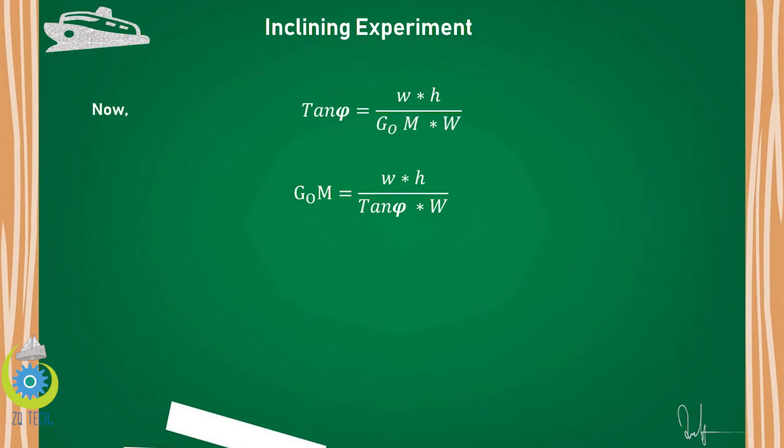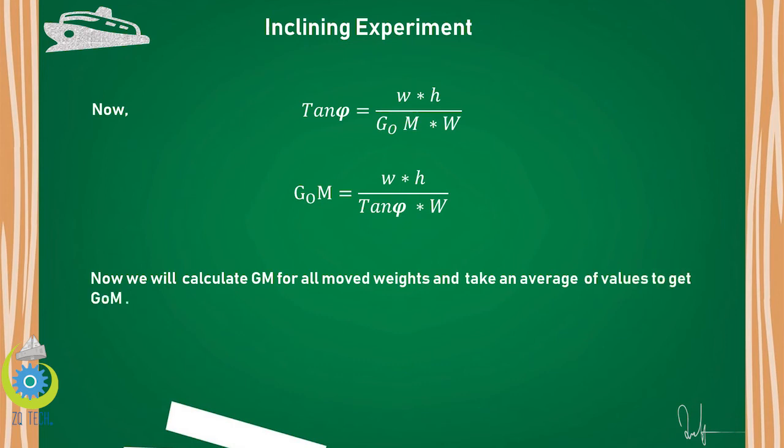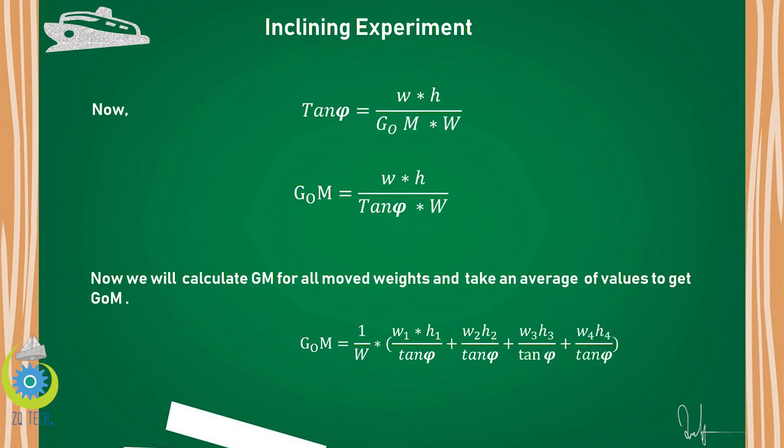Now we will calculate GM for all moved weights and take an average of the values to get G0M. In the inclining experiment, first we move two weights from the starboard side towards the port side, and after this we move two weights from the port side towards the starboard side. So we will obtain four values of G0M, and we will take the average of these four values to get our mean G0M value.